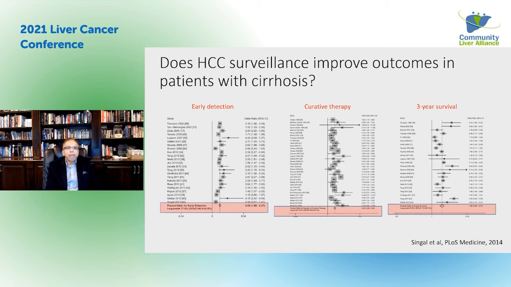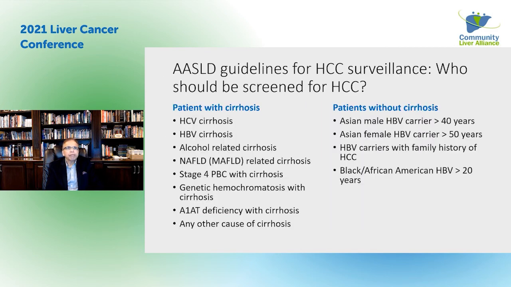So this study looked at this question, and it looks like if we perform surveillance, it leads to early detection. This is a meta-analysis looking at a number of different studies. And surveillance not only improves early detection, it can lead to a higher level of curative therapy, resulting in improved 3-year survival. Next slide.